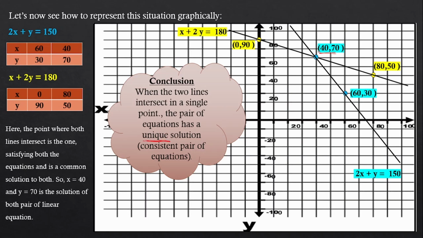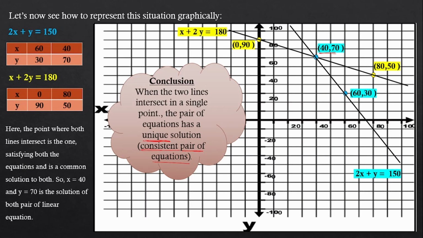The point of intersection will be the solution, and whenever a pair of linear equations in two variables gives a solution, we say they are a consistent pair of equations. For any kind of equations, if I am getting some kind of solution, such equations will be called a consistent pair of equations.